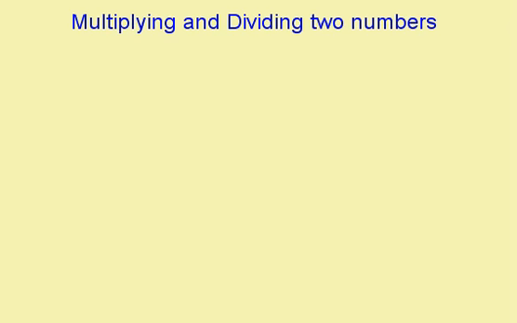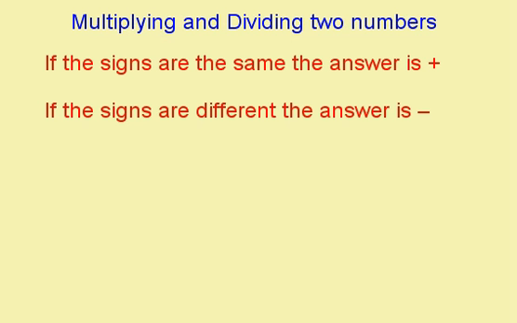We're now going to look at multiplying and dividing two numbers. These are the rules. If the signs are the same, the answer is plus. If the signs are different, the answer is minus. For example, if I have the question 3 times -4, this 3 is really a +3. When it's a plus, we don't write it. This is a -4, so the signs are different, and I'm going to use this rule. 3 times 4 gives me 12, and because the signs are different, the answer is minus.